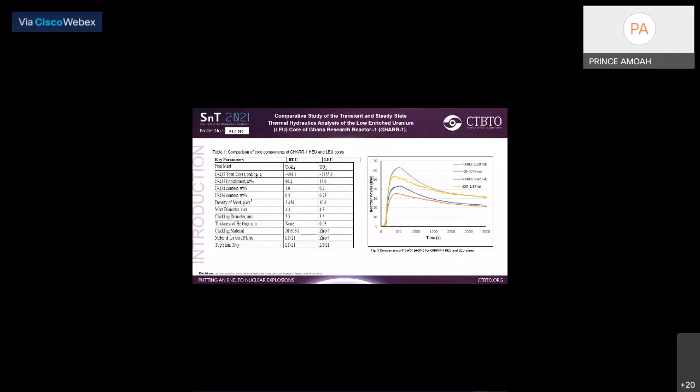But then the reactor power has been able to change, having converted from LEU to HEU to LEU to 34 kilowatts. Some of the results are shown here. This is the comparison of the power profile shown on the right. The reactor's experimental result and the analytical results that were conducted have also been indicated.